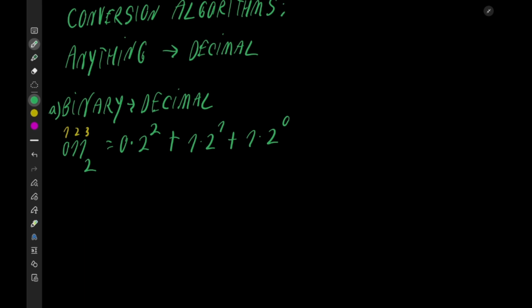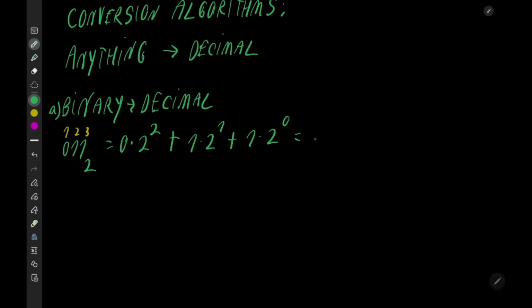So if you have 3 bits, you start with 2 to the power of 2. If you have 8 bits, you start with 2 to the power of 7, 2 to the power of 6, 2 to the power of 5, 2 to the power of 4. Always remember you're going to stop at 2 to the power of 0, no matter what. So look at the number of bits, subtract 1, and this is the first power you start with.